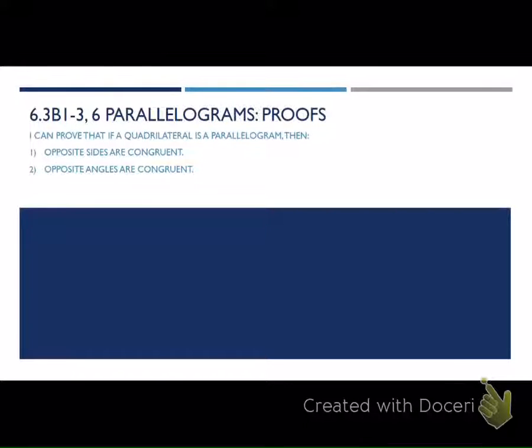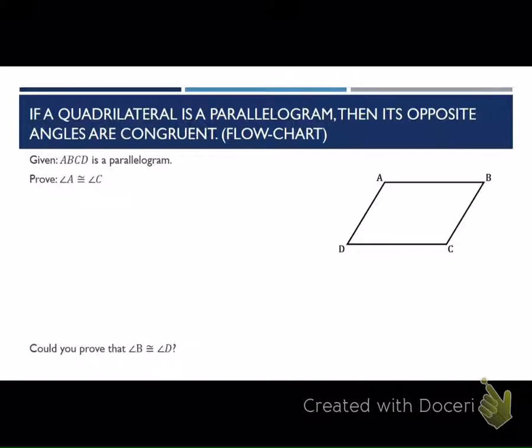Proofs are coming back. So we're given that ABCD is a parallelogram, and we are going to prove that angle A and angle C, so opposite angles, are congruent. So we start, I'm going to do a flowchart proof for the first one, with our given information.